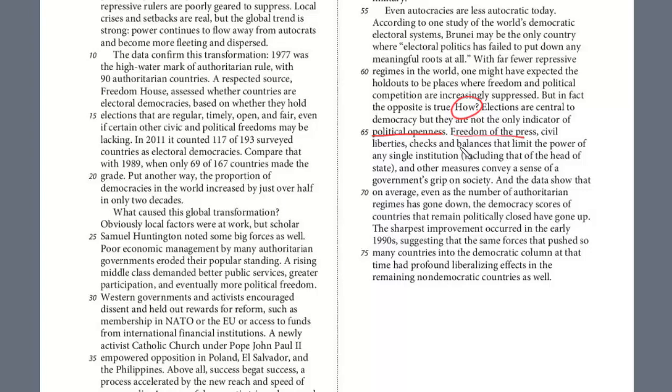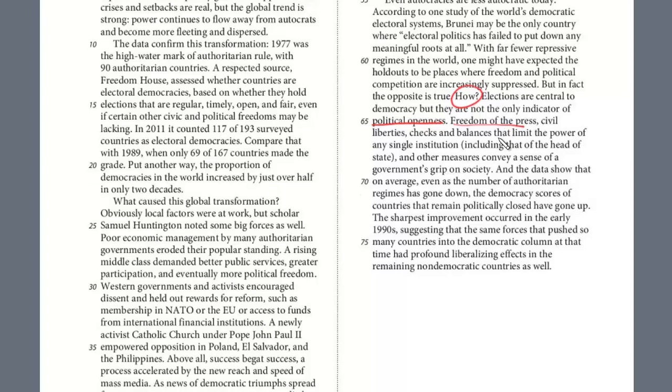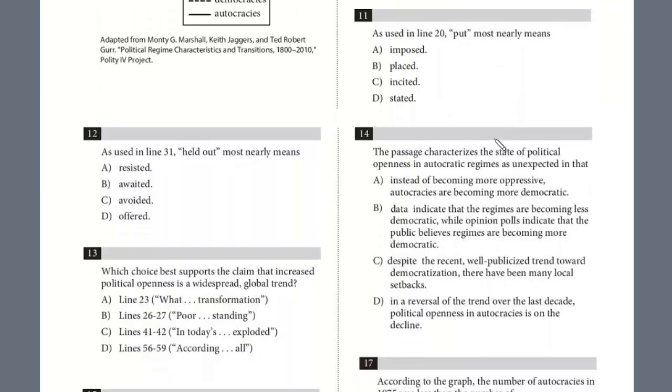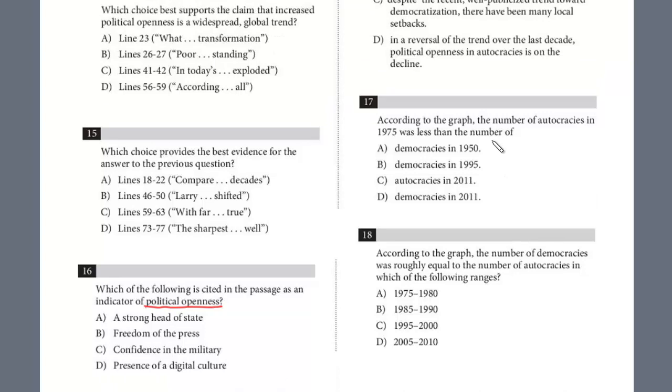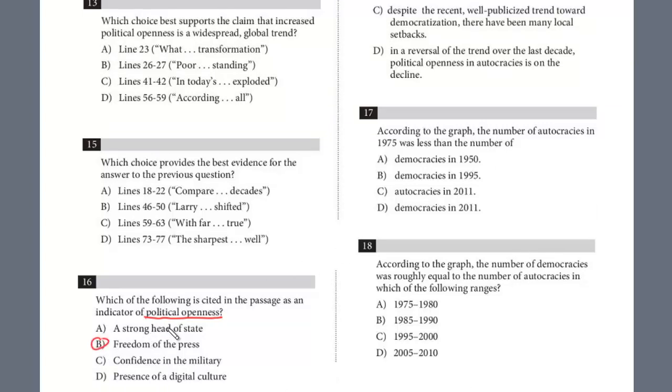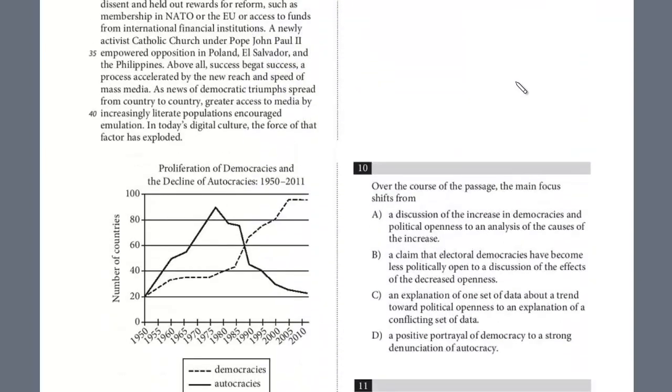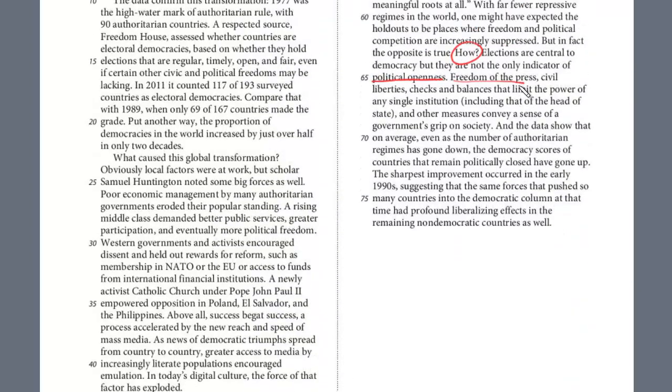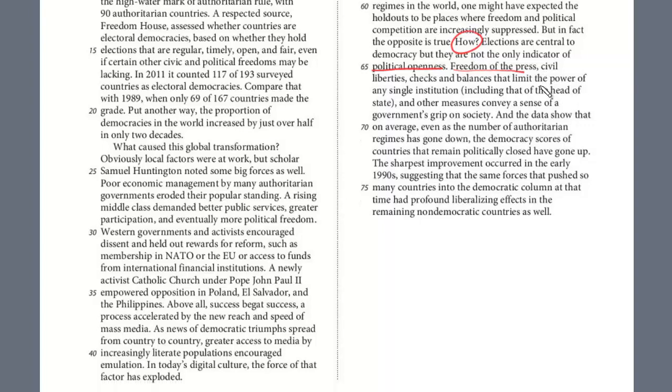Looks like political openness, we've got freedom of the press, civil liberties. If we look at the choices here, it's definitely B. Even though head of state was listed, that was in the parentheses, and I'll just go back to review it. That was really part of checks and balances. It wasn't just head of state, right? It was just limiting the power, but freedom of the press is a better choice here. So the answer is B.